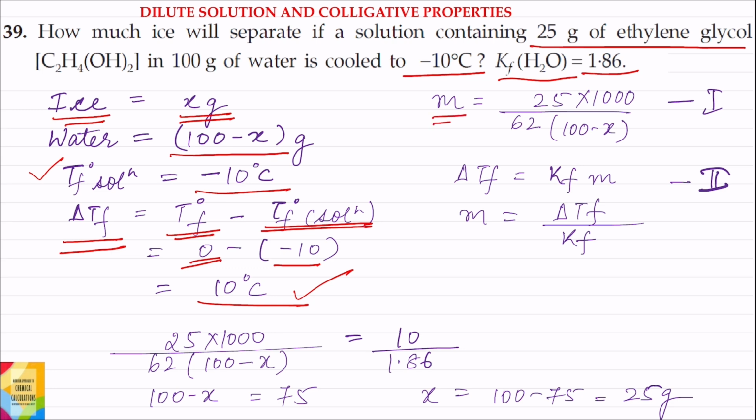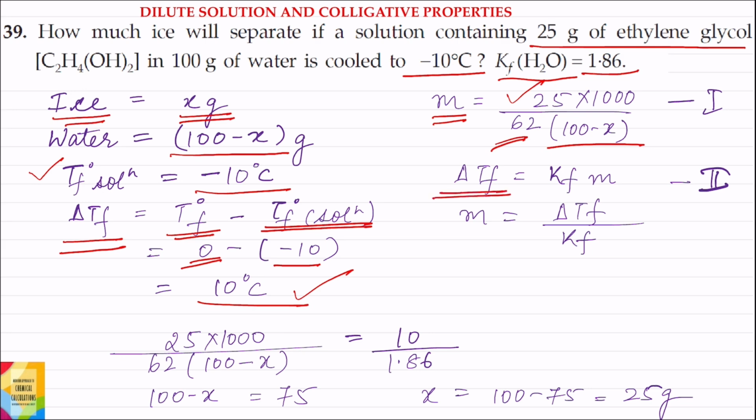Now, molality of the solution will be equal to moles of solute. Solute is ethylene glycol, and moles of ethylene glycol will be weight of ethylene glycol, that is 25 gram, divided by molecular weight of ethylene glycol, that is 62 gram per mole, divided by weight of solvent in kgs. Now, weight of solvent here is 100 minus x gram, and we will convert this to kg. For that, we will divide it by 1000. So, molality is equal to 25 into 1000 divided by 62 into in brackets 100 minus x.